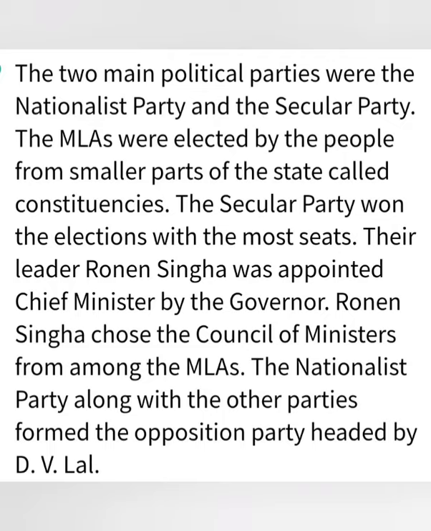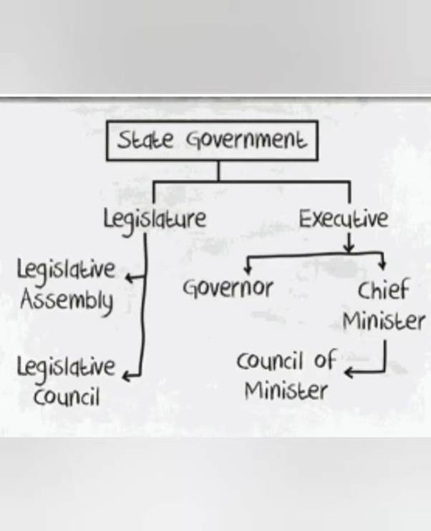The two main political parties were the Nationalist Party and the Secular Party. The MLAs were elected by the people from smaller parts of the state called constituencies. The Secular Party won the elections with the most seats. Their leader, Ronan Singha, was appointed Chief Minister by the Governor. Ronan Singha chose the Council of Ministers from among the MLAs. The Nationalist Party, along with the other parties, formed the opposition party headed by D.V. Lal.